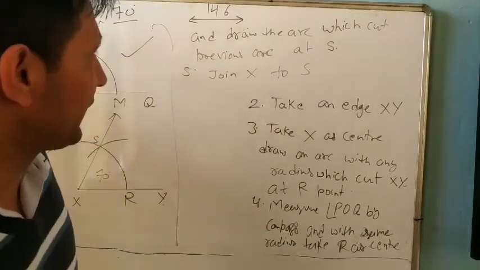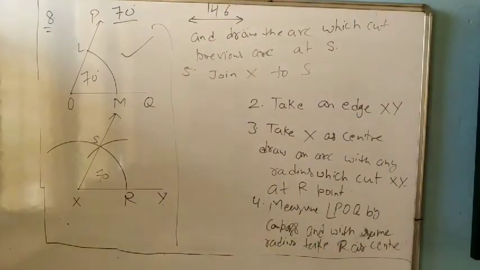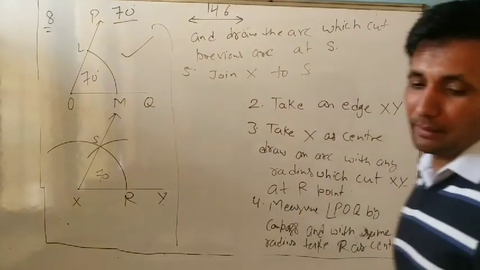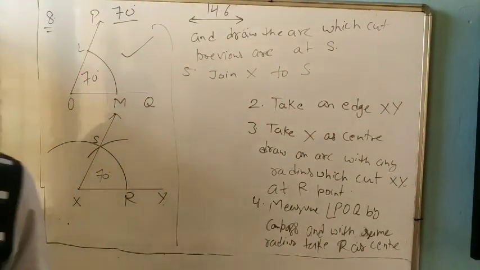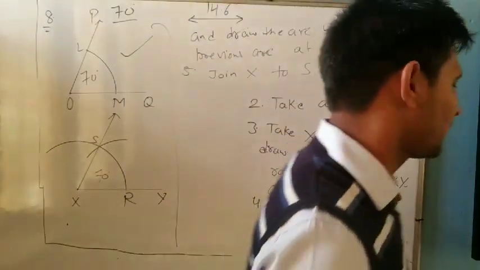Now question number 9, you will do yourself. In question number 9: draw an angle of 40 degrees and copy its supplementary angle. So thank you everyone.